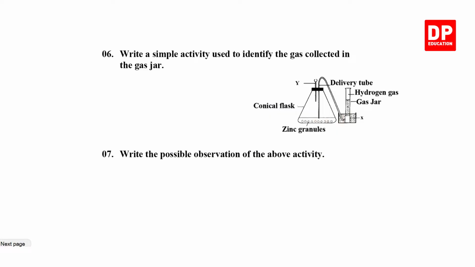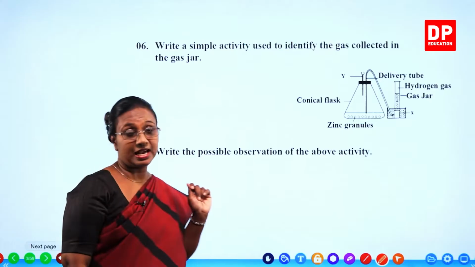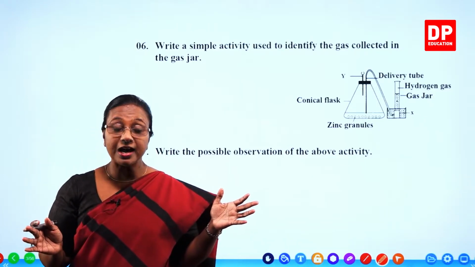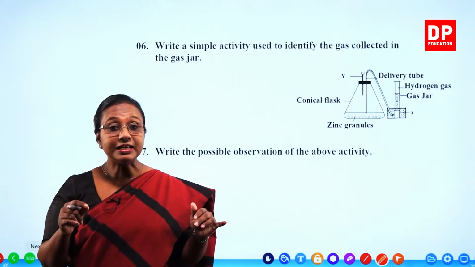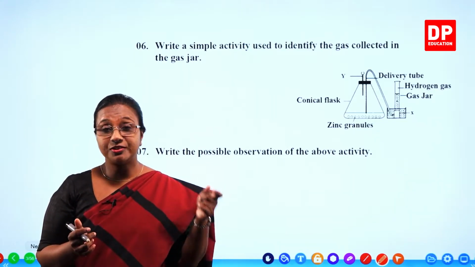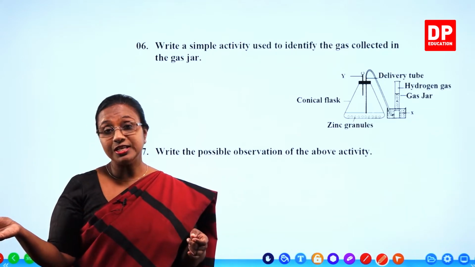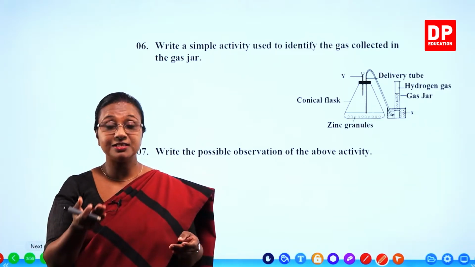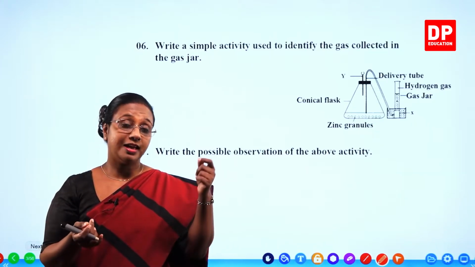6. Write a simple activity used to identify the gas collected in the gas jar. So what is the gas collected? It is hydrogen. How do we identify hydrogen? We insert a burning splinter. You all know what a burning splinter is. You can use a dry eagle, or like I used in the lab, you can use an instant stick, a joystick. So that can be burned.